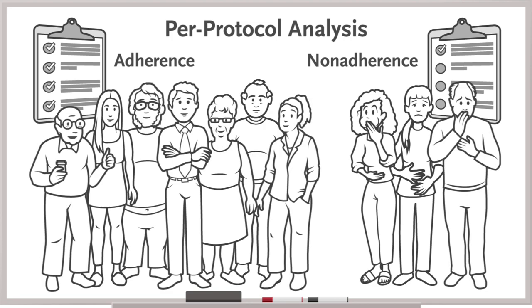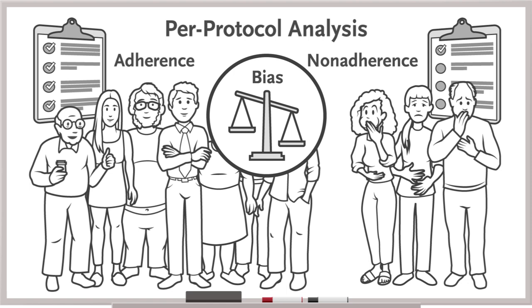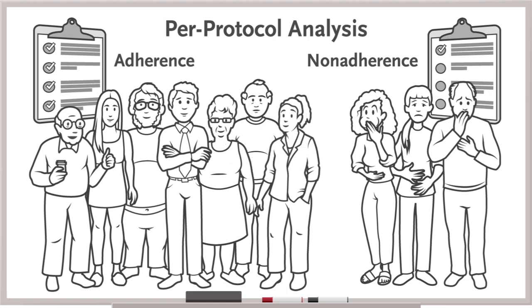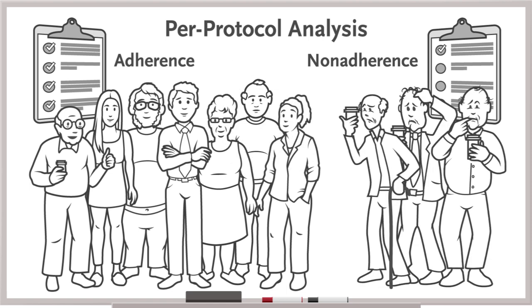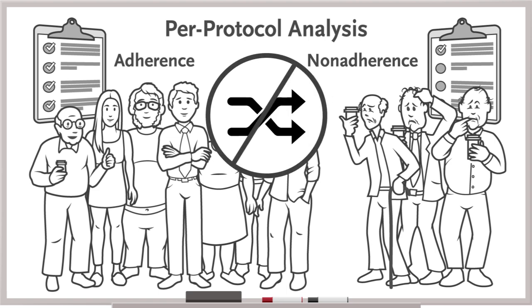Third, a per-protocol analysis introduces bias. Participants who adhere to the protocol may be very different from those who don't. By excluding some participants, you lose the benefits of randomization, effectively turning your experiment into a non-experimental study.